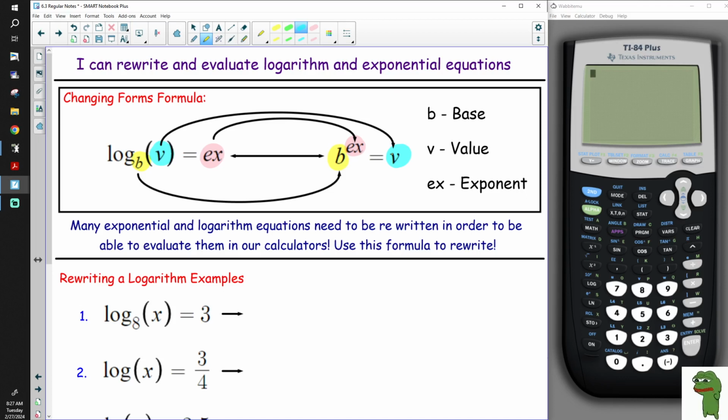And you could go backwards. You could start on the right side, write down a log, put the base as the little tiny baby number by the g, put our value in our parentheses, and it's always equal to an exponent. Just remember, logs find an exponent, exponentials find values. They find a value answer. So let's try the loop-de-loop.